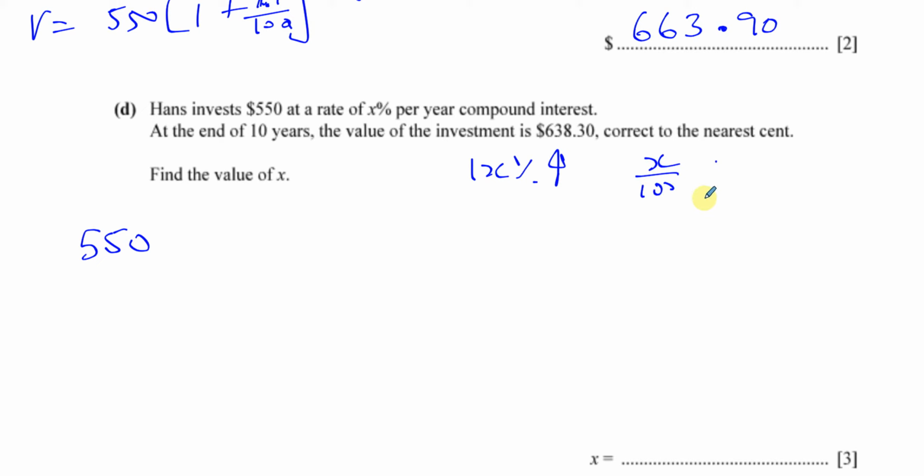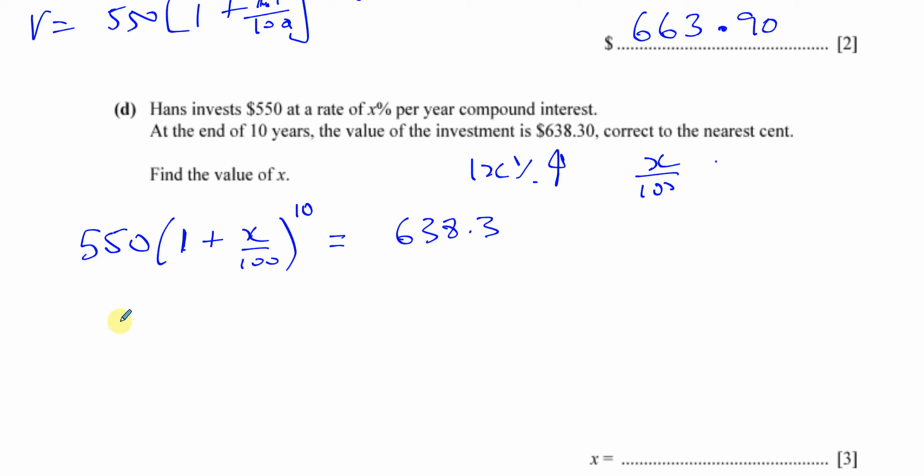So you're going to multiply the 550 by 1 plus x over 100. That's 1 plus, which is going to be 100% plus x over 100. So you end up with 1 plus x over 100, which looks similar to the formula there, to the power of 10. And that becomes 638.3. If you increase that amount by this percentage, this is your R, we can find what that R is now.